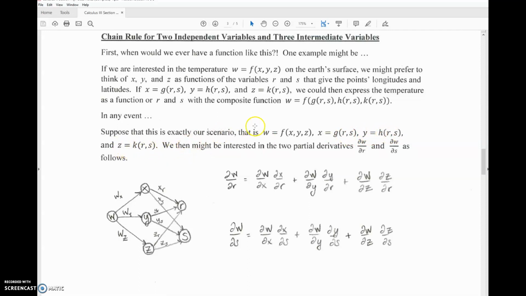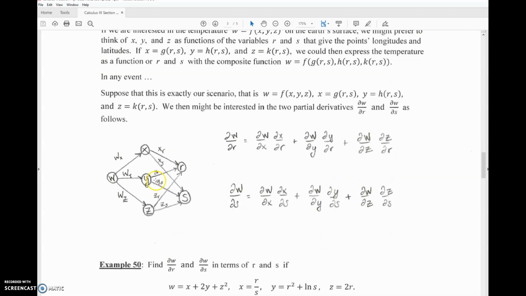We then might be interested in the 2 partial derivatives, partial w with respect to r and partial w with respect to s. So again, the easiest way to get these, or to think about these, is to think of this branch diagram. If we want partial of w with respect to r, I have to get from w to r, through all the different pathways I can do that. So I need to go from w through x to r, and from w through y to r, and then from w through z to r.